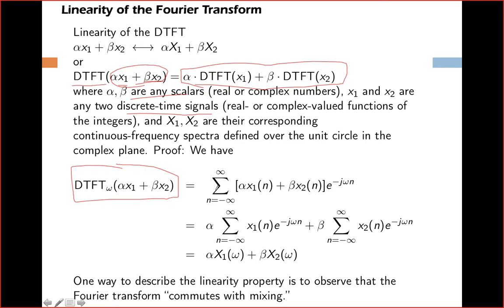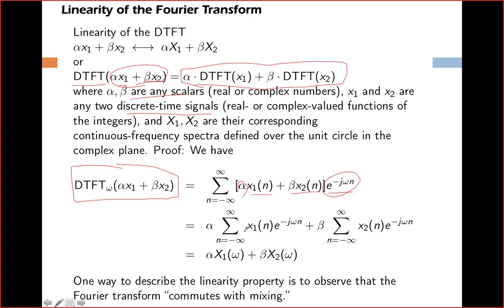For this particular case, the transform is the summation. You have to write the formula: summation n equal to minus infinity to plus infinity of alpha x1 of n plus beta x2 of n, times e power minus j omega n. Now I am going to multiply e power minus j omega n inside the bracket. Also I am going to take the constants outside. These alpha and beta are constants, and I am going to separate the two different terms.